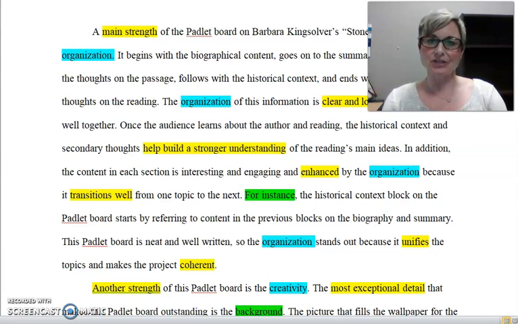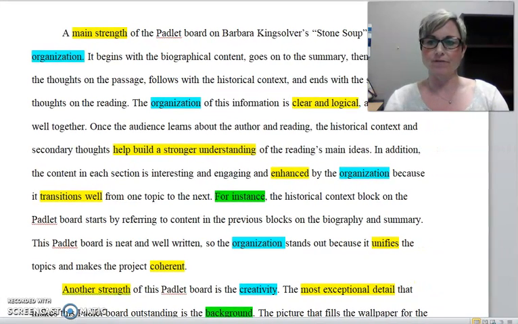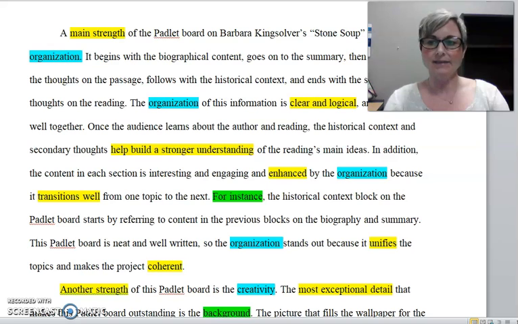Hello class, I just wanted to show you a couple of example paragraphs of what you want to be aiming for in your in-class writing paragraphs, since I won't see you in class to go over it. So here is an example from a previous student who also evaluated a Padlet.